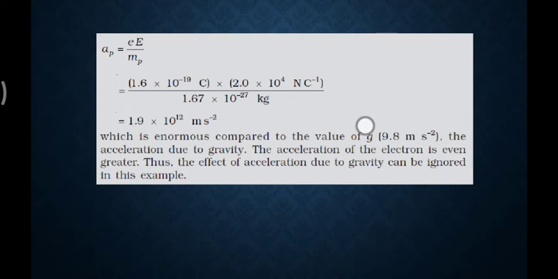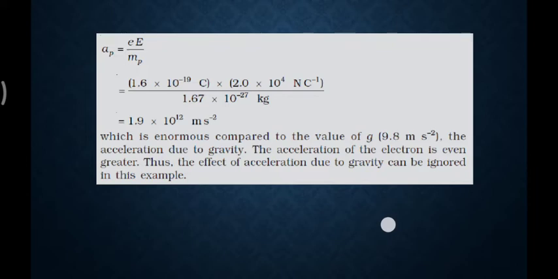So at the end, to justify the proper answer of this, a_p is equal to eE by m_p. It is not new, we've seen it earlier. What is e? 1.6 into 10 to the power minus 19. What is E? It is given. What is the mass of the proton? 1.67 into 10 to the power minus 27 kg. If you calculate in your calculator, you will get 1.9 into 10 to the power 12 meter per second squared. This much acceleration, 10 to the power 12.